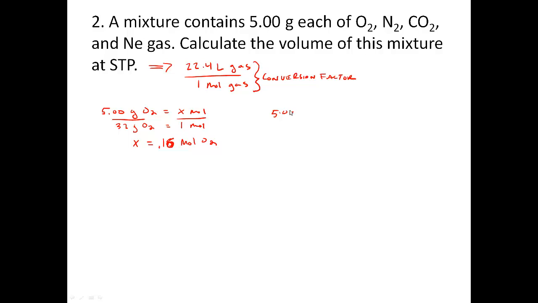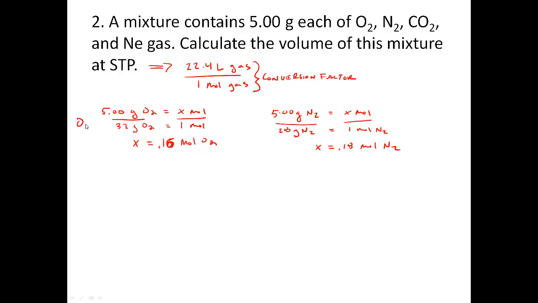Okay, let's do it for N2. Okay, we got 5 grams of N2. That corresponds to, we don't know how many moles. We're trying to figure that out. In N2, we do know that there's 28 grams of N2. If we check the periodic table, 28 grams of N2 is equal to 1 mole of N2. Okay, turn this into a proportion problem. Solve for x. We figure out that there is 0.18 moles of N2 in our sample.